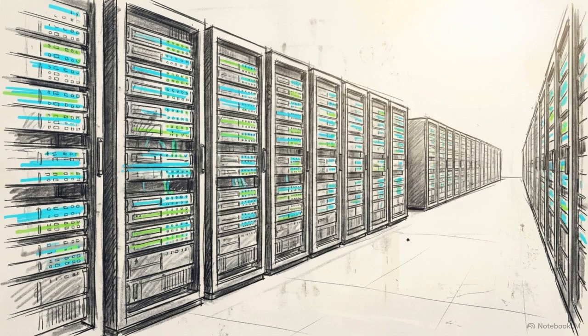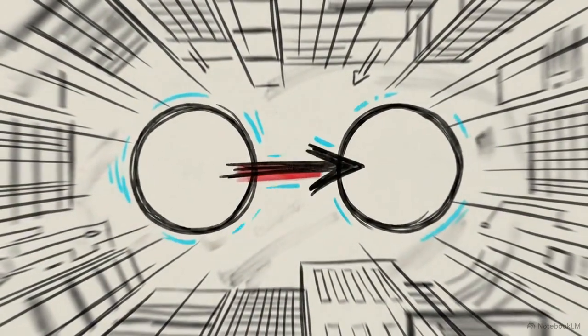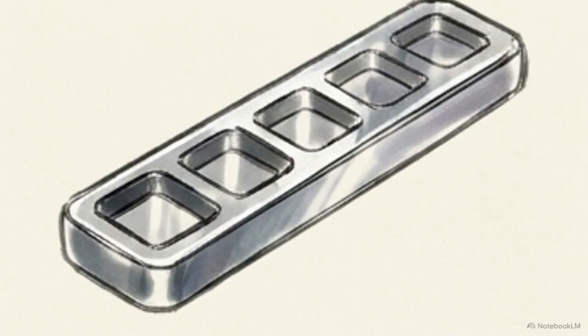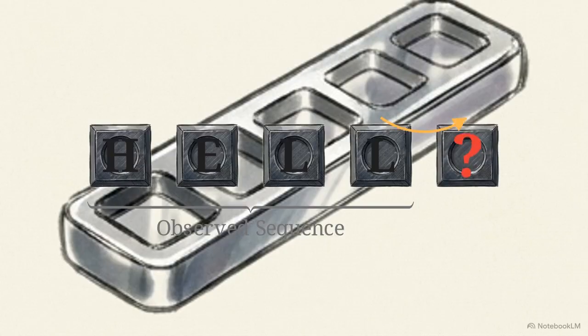Modern large language models process billions of parameters to write code or generate essays. But if we strip away the massive scale, the core mechanism relies entirely on the relationship between just two discrete data points. The basic problem every language model solves is straightforward. Given a specific sequence of data we have already observed, what should come next?